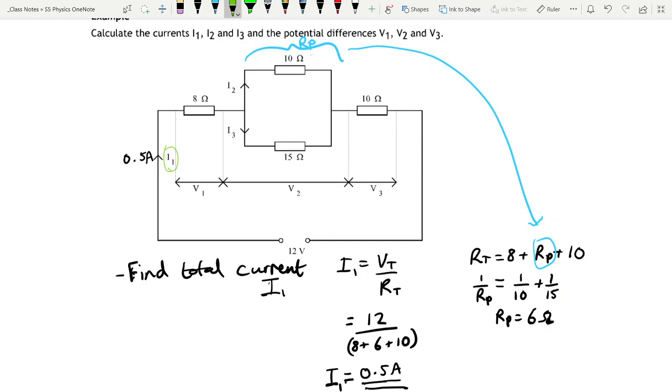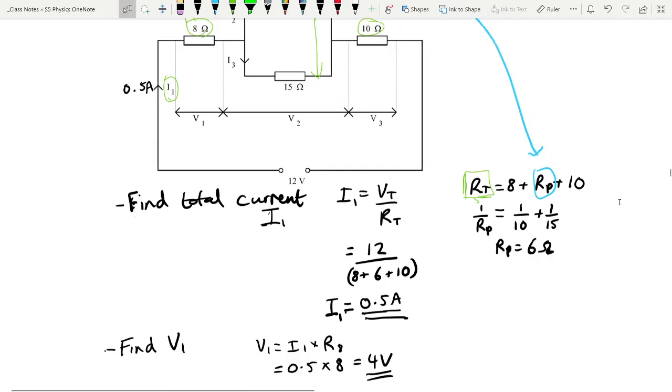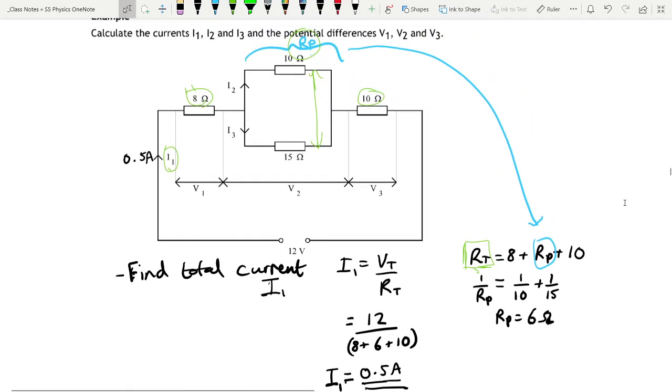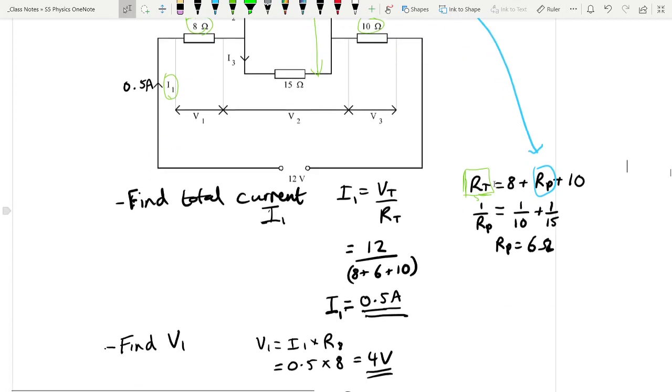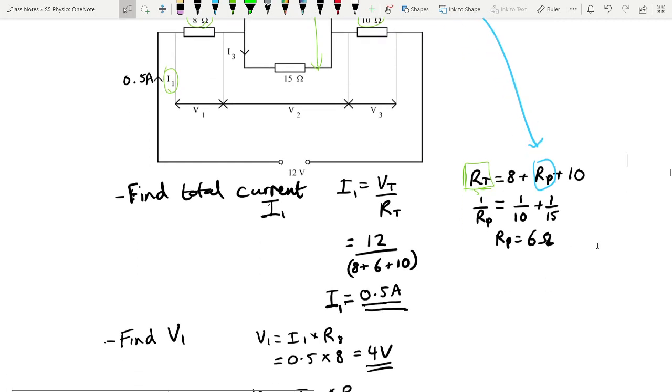So what I've done there is I've said the total resistance is going to be the 8 ohm plus the total of those two parallel resistors, which I've called RP, plus the 10 ohm resistor. So I found out what the total of those two parallel resistors is, which is 6 ohms. Remember 1 over RP equals 1 over 10 plus 1 over 15. Remember to take 1 over at the end to get your 6 ohms. So the total current I1 is VT over RT. So 12 divided by that total resistance, so 8 plus 6 plus 10, which comes to 0.5 amps.